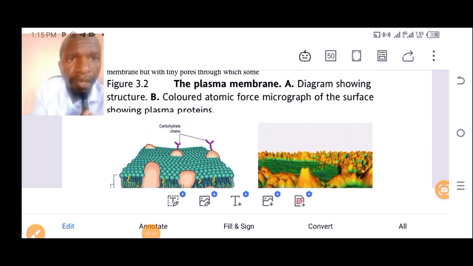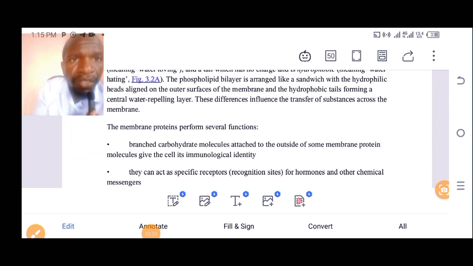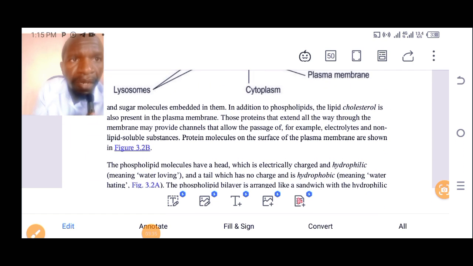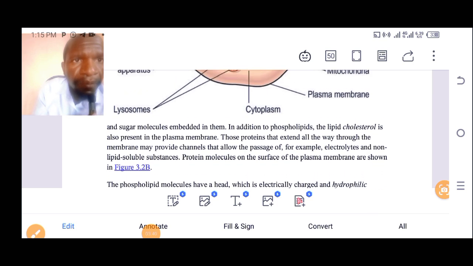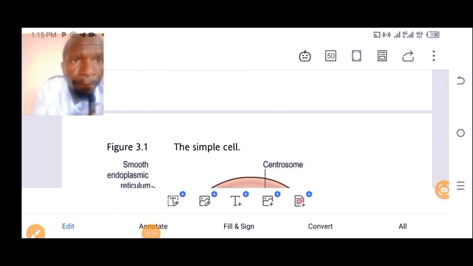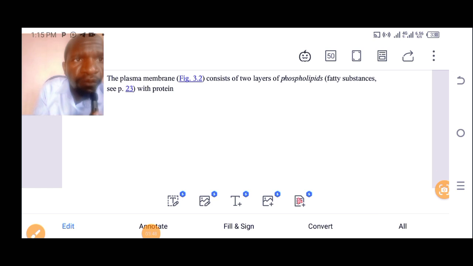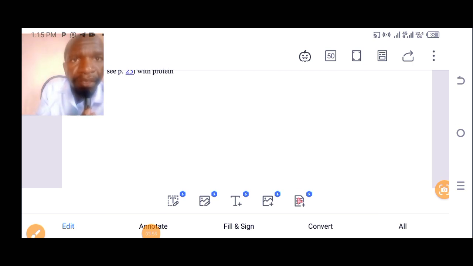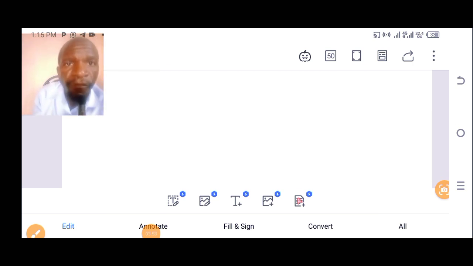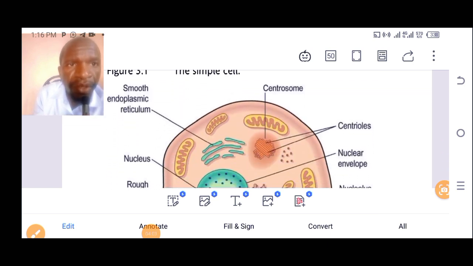So this is the structure of our plasma membrane. I was just explaining that diagram. So the plasma membrane, like I said, consists of two layers of phospholipid, that is the fatty substances. So these phospholipids are fatty substances, right? Simply, they are fatty substances. If you hear the word lipid, think of fat.